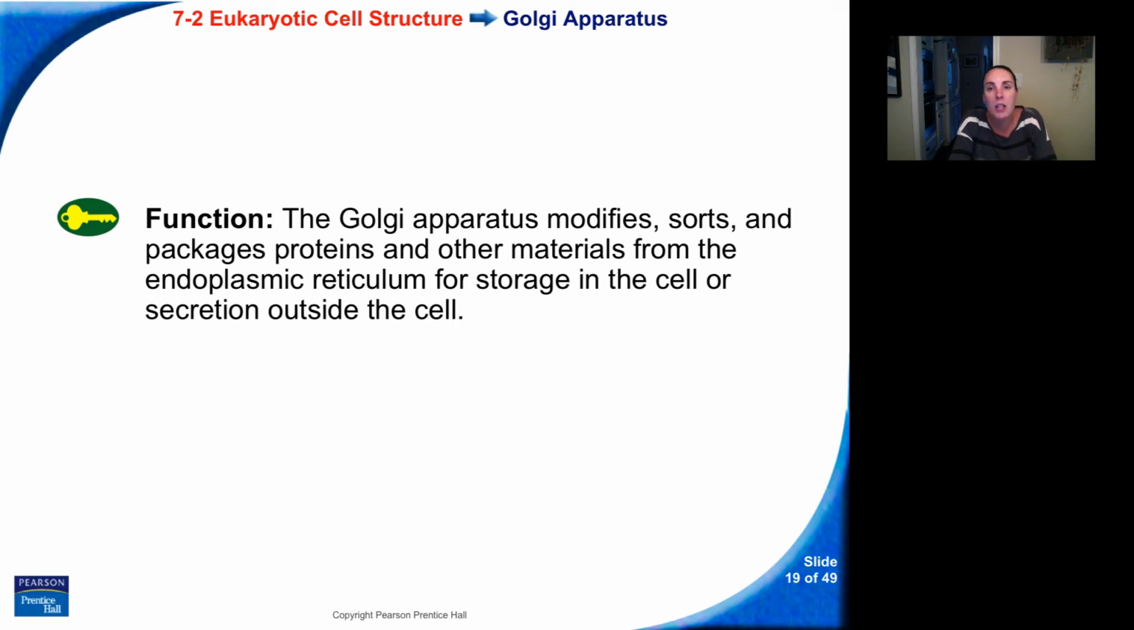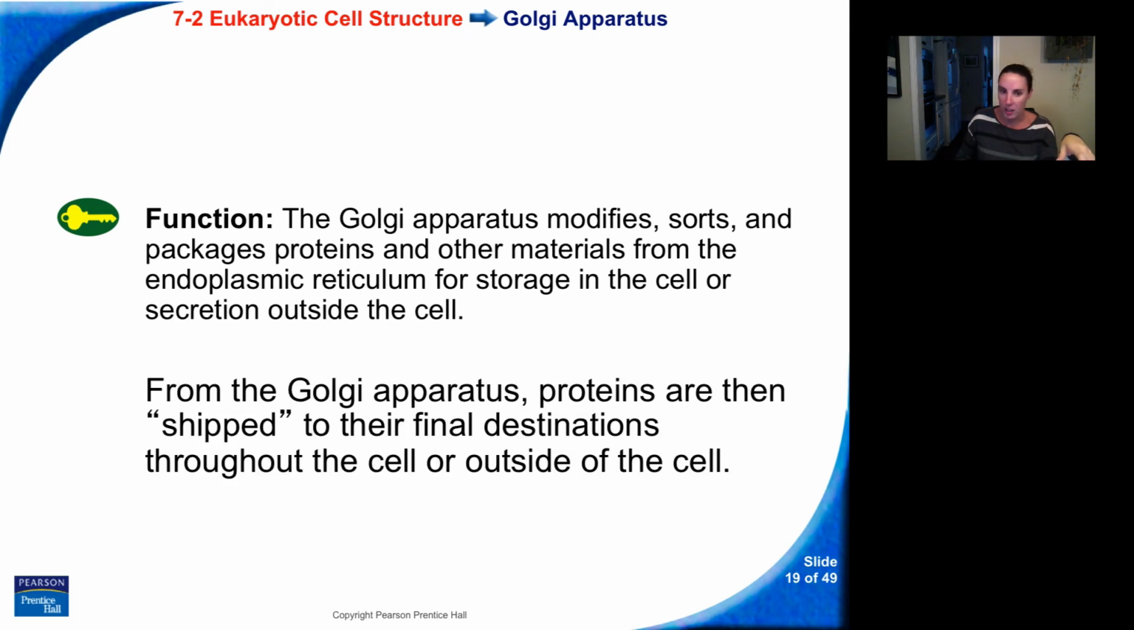It's basically like the UPS of the cell. So after the proteins are made on the rough ER, after the lipids are made in the smooth ER, they are transported to the Golgi apparatus, which will package them and transport them where they need to go.